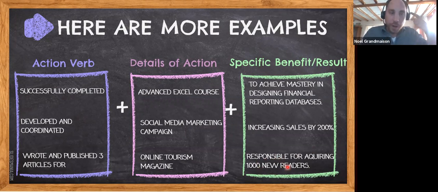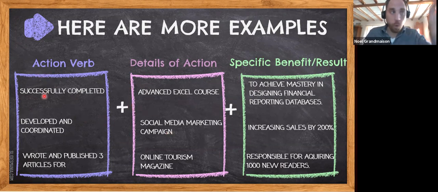And what you are indirectly saying to that person is, I can save you $5,000. I can find your company 1,000 new readers, or I can increase sales for your company by 200%, just like I did before. So whenever you can, you do want to point to a result or a benefit that resulted from your actions. I know this is a lot, so we're going to do this together.